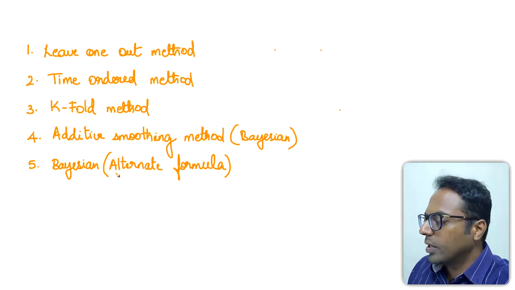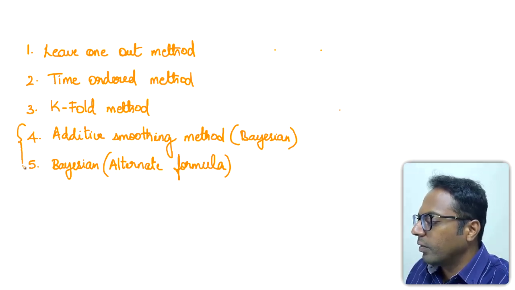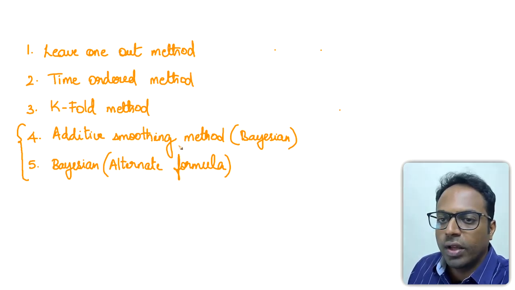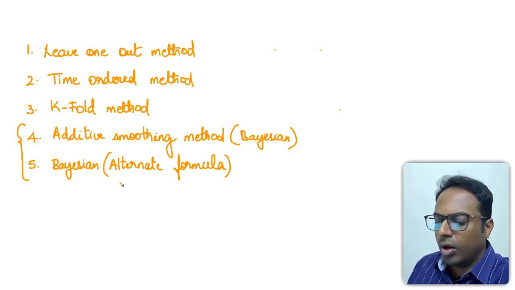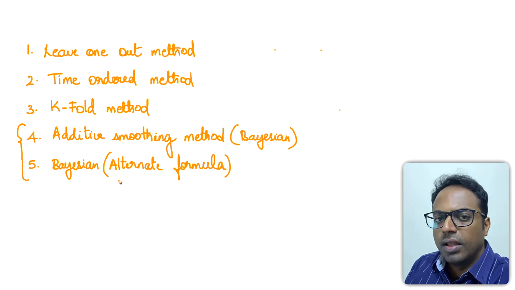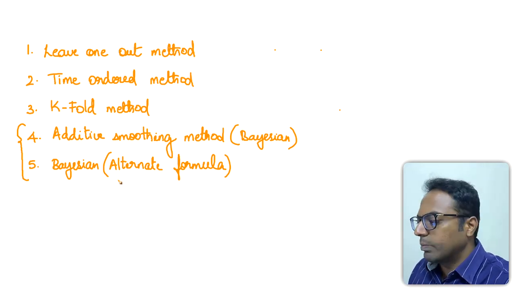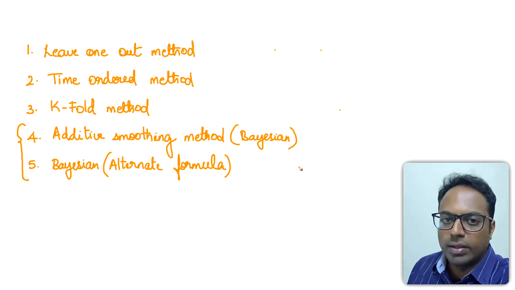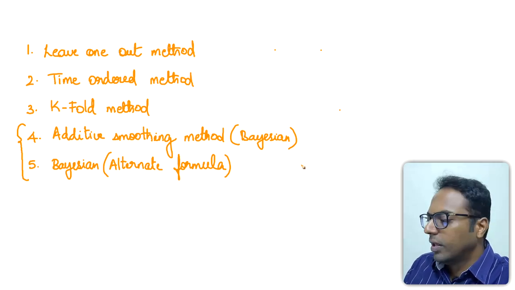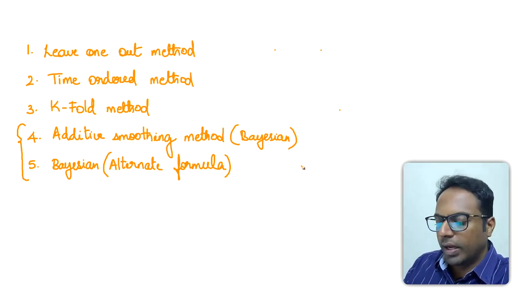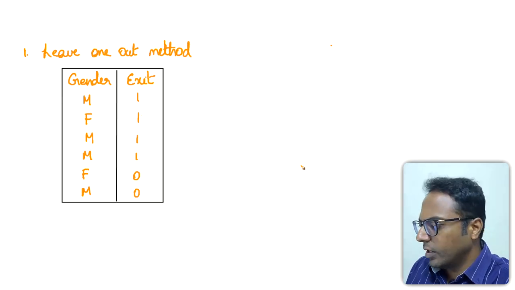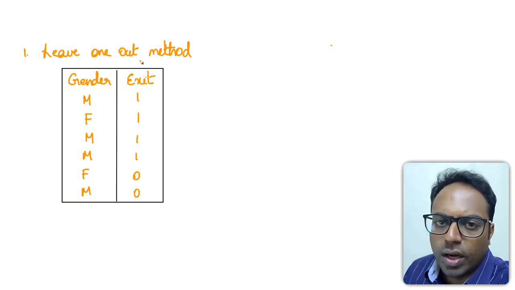Alright, the last two are the two different versions of Bayesian target encoding. We will look at this also. All of it is going to be super interesting. After looking at this, we will also see how to implement these methods, especially the last two methods, using Python code, using scikit-learn and one other new package. We will look at all those aspects. Alright, so what is leave one out method?